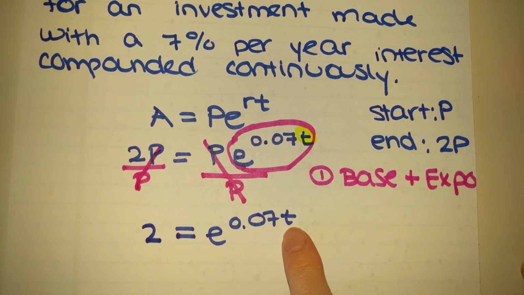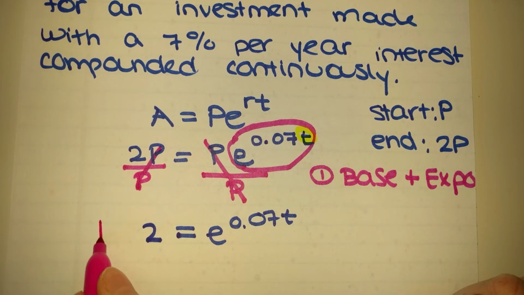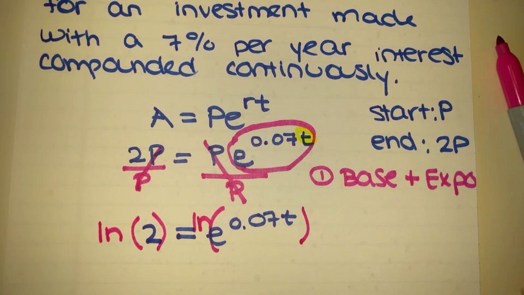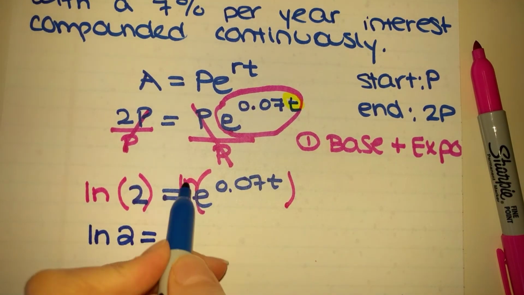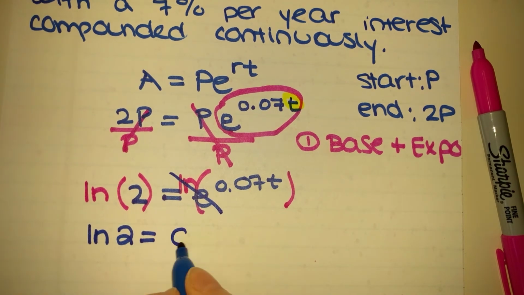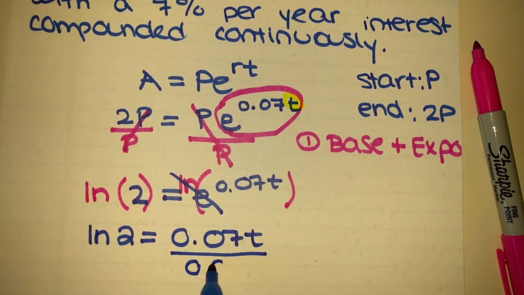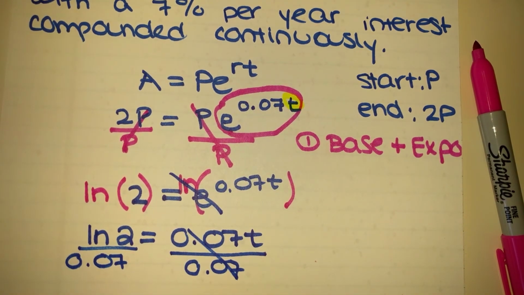Now, again, we're trying to get t out of that exponent in order to solve, so we will take the natural log of both sides. So I apply natural log here, natural log here. And the benefit of that is now I have natural log of 2 equals, the natural log and e cancel each other out, leaving us with 0.07t. So to get t by itself, we'll just divide by 0.07, divide by 0.07. And that will give us t equals the natural log of 2 divided by 0.07, which we want to compute.